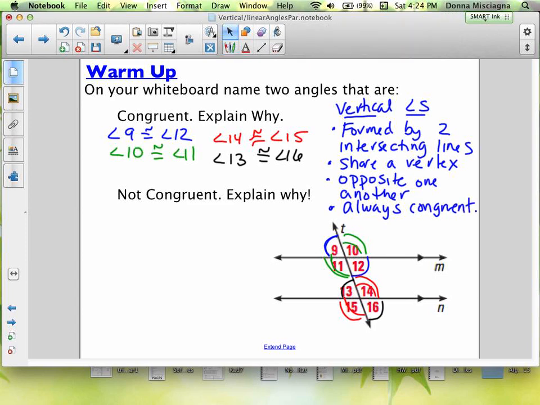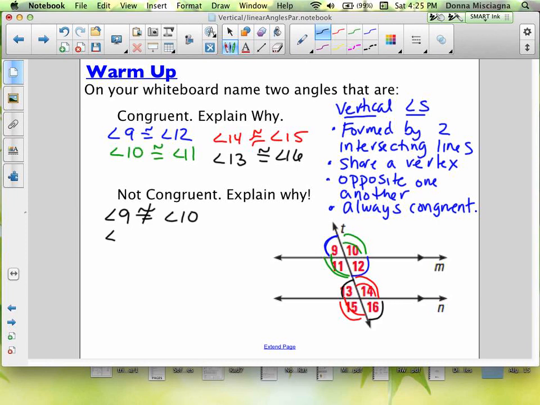Let's take a look at some angles that are not congruent. So, for instance, angle 9 is not congruent to angle 10. And angle 13 is not congruent to angle 15. And angle 11 is not congruent to angle 12. None of those angles are congruent.